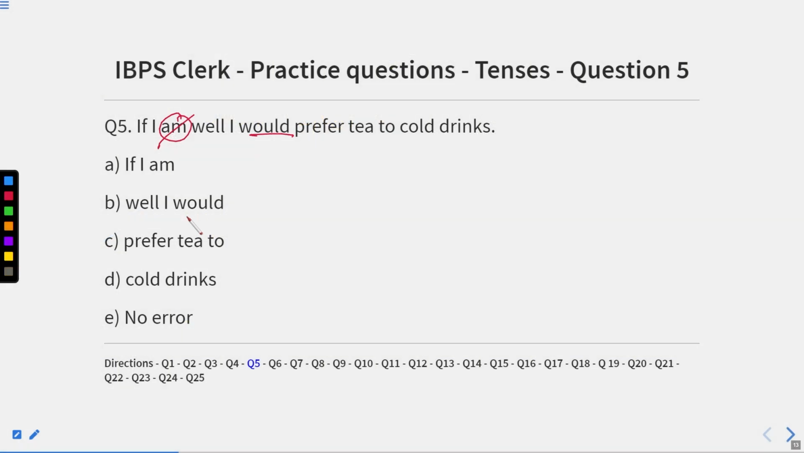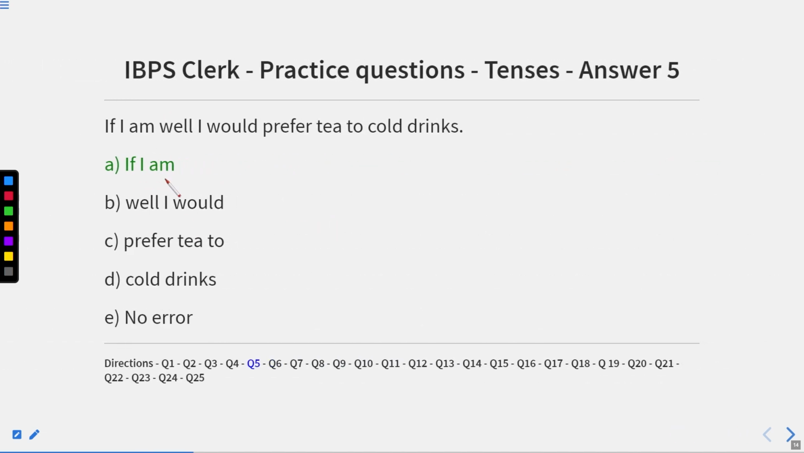So what will be the answer? If I am should be replaced with if I were. So our error is in part A. Also there is one thing: whenever there is an imaginary situation, or something which is not possible, we always use the past plural form of the verb. So this is actually the scenario. The correct sentence will be, if I were well, I would prefer tea to cold drinks.